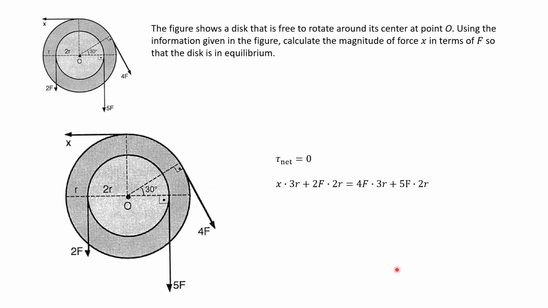Well, what are we going to do now? We're going to solve for X. So we're going to take this 2F times 2r to the other side with a minus sign. And then we're going to sum this up, which ends up being 18F times r.